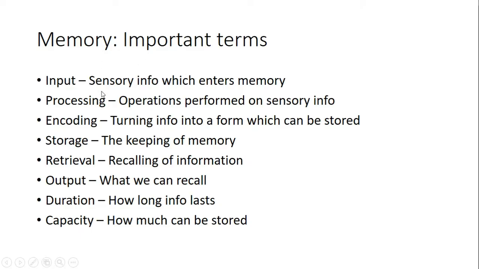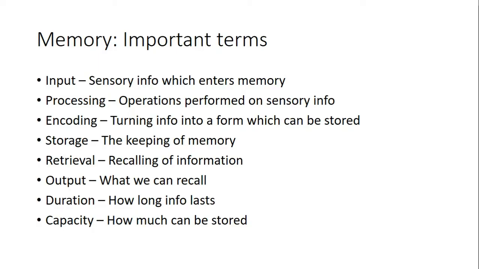You've got input, which is the sensory information, and by sensory information I mean information in one of the five senses. You've got your touch, your smell, your sight, your hearing, and your taste as well, and those all enter memory, and that's what's known as the input. The processing is how it's changed into a form which can be memorized.